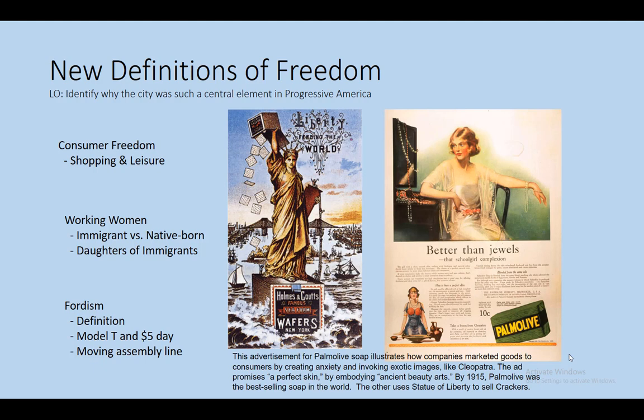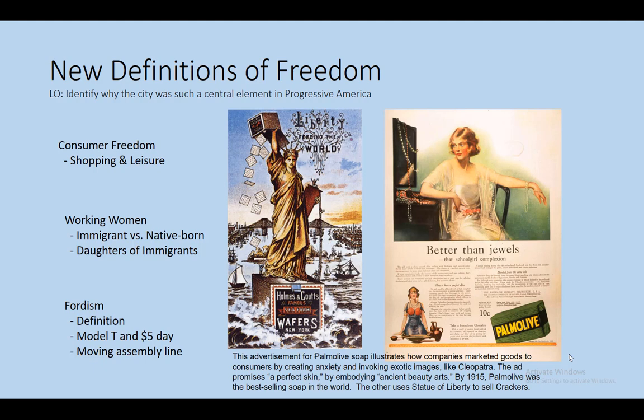So amusement parks get started during this time period, Coney Island being the most famous. You have dance halls founded, and theaters and Nickelodeons, all places geared toward the masses, right? Where you would go and purchase leisure activities. And this is something relatively new.